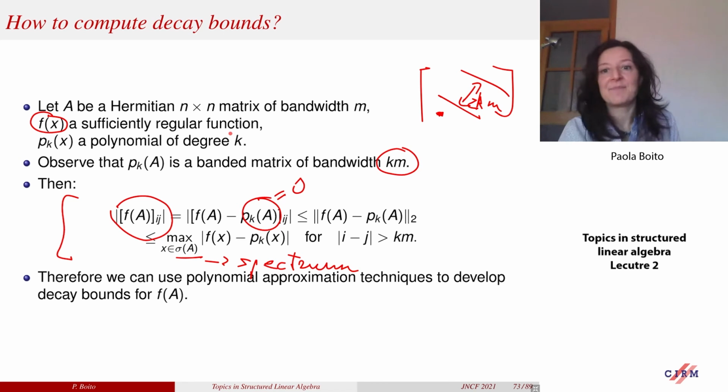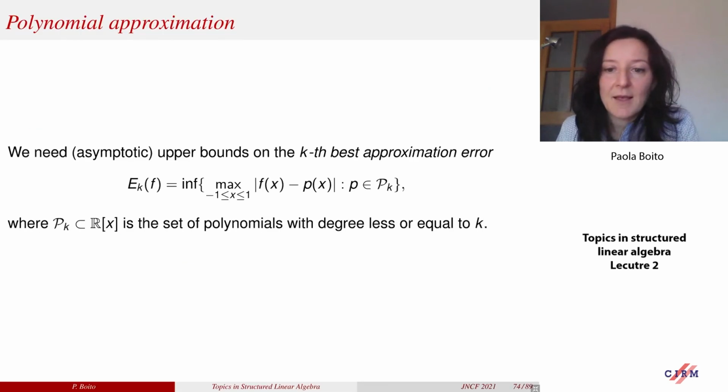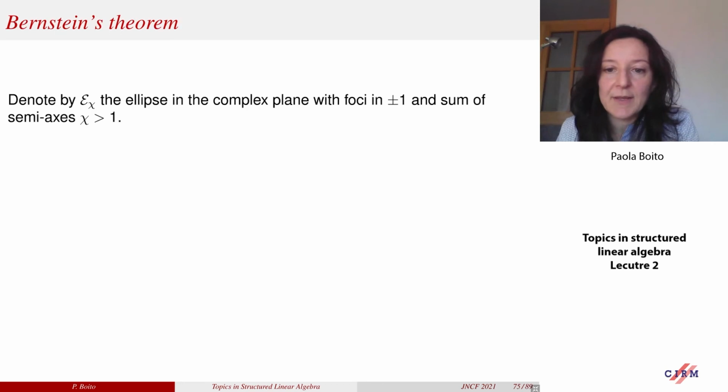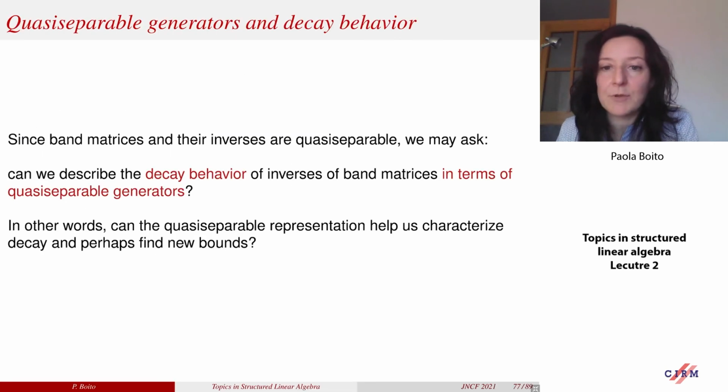So I can find polynomial approximations with approximation errors that decrease exponentially with respect to the degree of the approximation. Okay, so I suggest we skip this part, which is just more details on the computation of polynomial approximations.